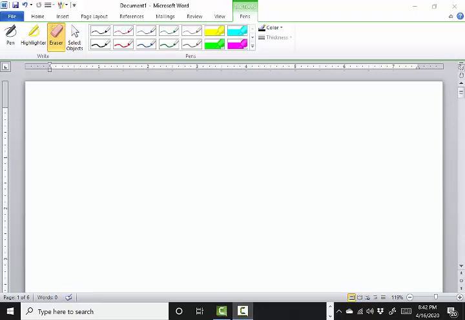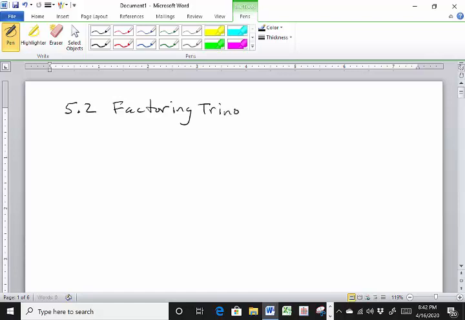Okay, we're back to factoring, and section 5.2 is on factoring trinomials. And I'm going to write something extra. So factoring trinomials in the form ax squared plus bx plus c. Okay? And in particular, this is the important part, a is equal to 1.